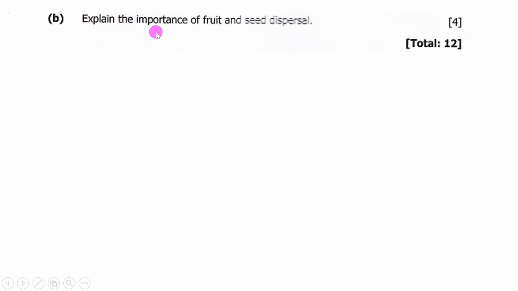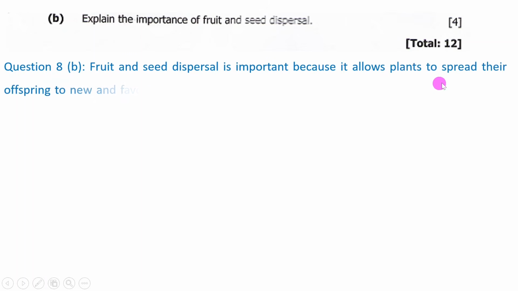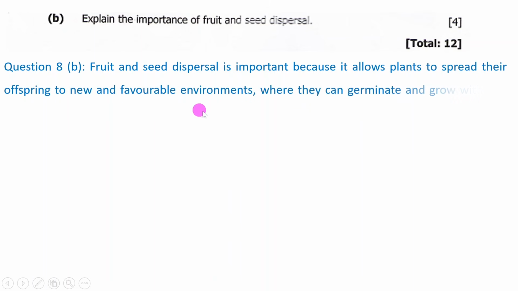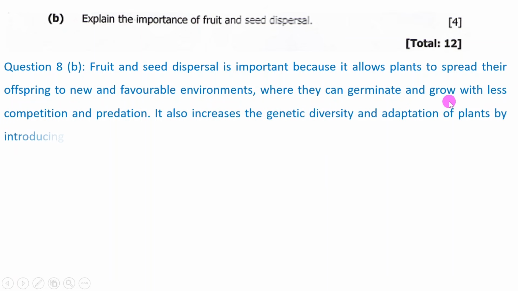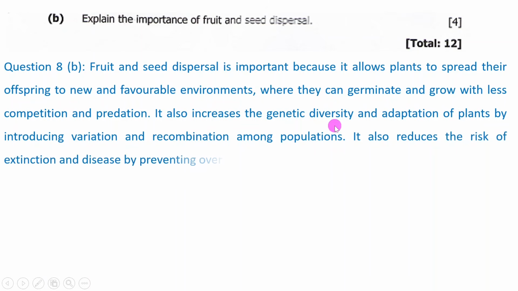And then part B says explain the importance of fruit and seed dispersal. Here we're answering to say fruit and seed dispersal is important because it allows plants to spread their offspring to new and favorable environments, where they can germinate and grow with less competition and predation. It also increases the genetic diversity and adaptation of plants by introducing variation and recombination among population. It also reduces the risk of extinction and disease by preventing overcrowding and inbreeding. Yeah. So we have answered question 8.